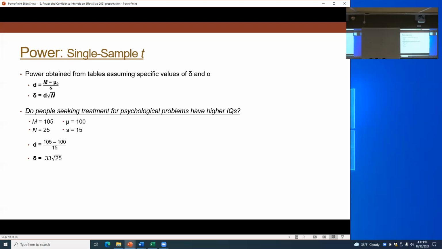So we've got our effect size. We go through and plug it in to get our non-centrality parameter. So we've got 0.33 divided by the square root of 25, the people in our sample. Okay. Someone calculate that and tell me what that is. 1.65. Okay. So if I go up and look at my power table, my value for the non-centrality parameter is 1.65.